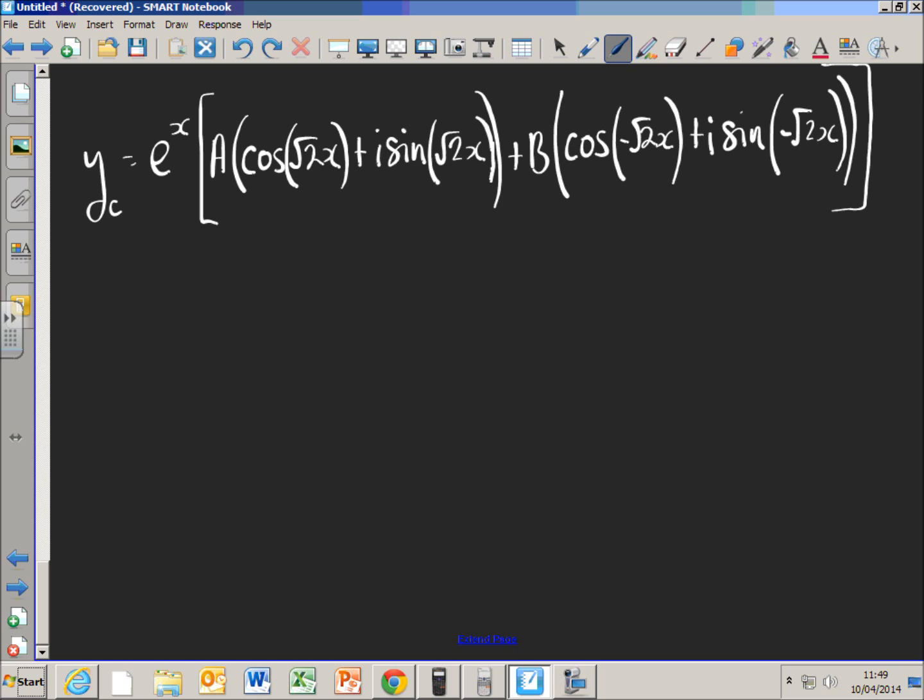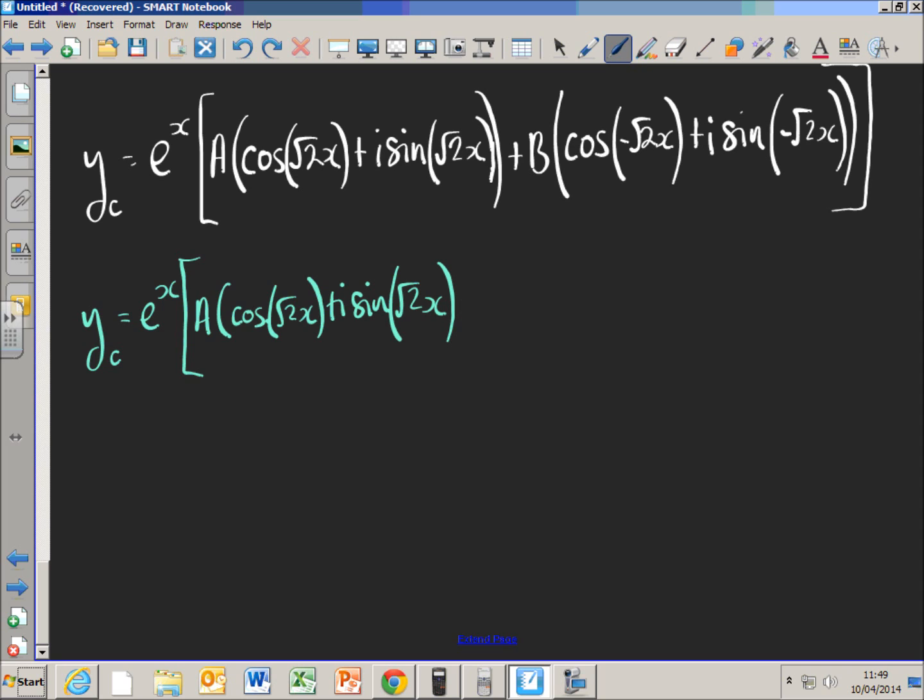So I've got some cosines there. Now, what Charlie's saying is, these negatives on the right-hand side, cos of minus root 2x. I'm going to leave this left-hand side bit. I'm just going to write it out again. This is still the complementary function. It's still e to the x there. This is still A cos root 2x plus i sine root 2x there.